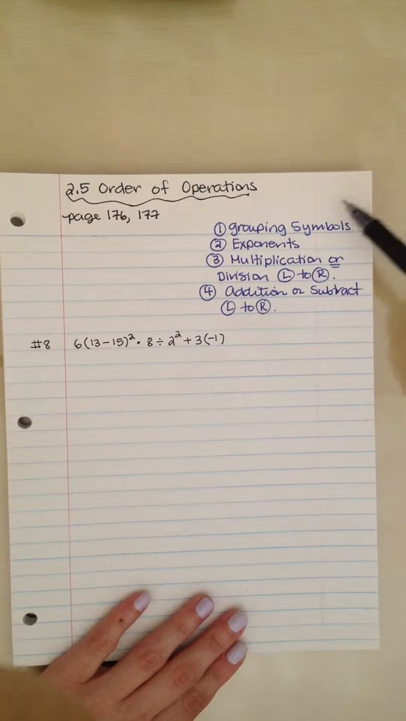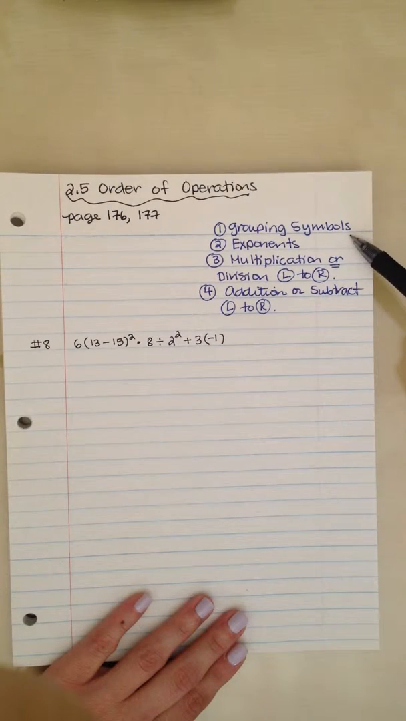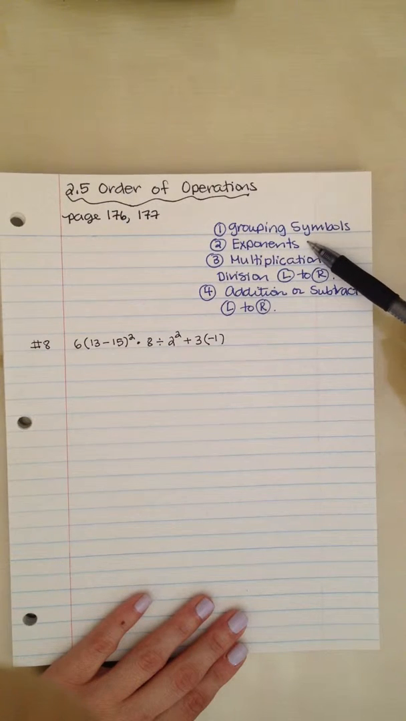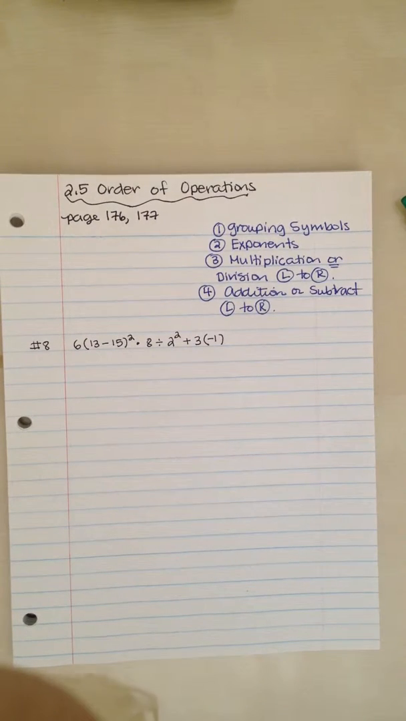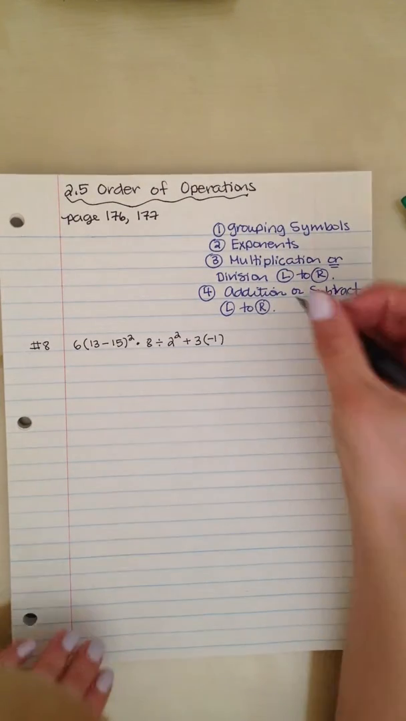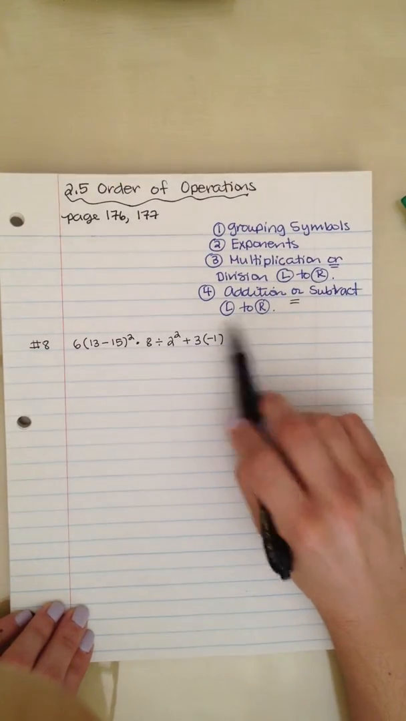So the first thing is that you always want to simplify inside of your grouping symbols, which are parentheses, they could be brackets, absolute value. The next step is simplify your exponents. Step 3, multiply or divide from left to right. So whichever one is on the left, that's what we do first. So it's multiplication or division. Step 4, addition or subtraction from left to right.